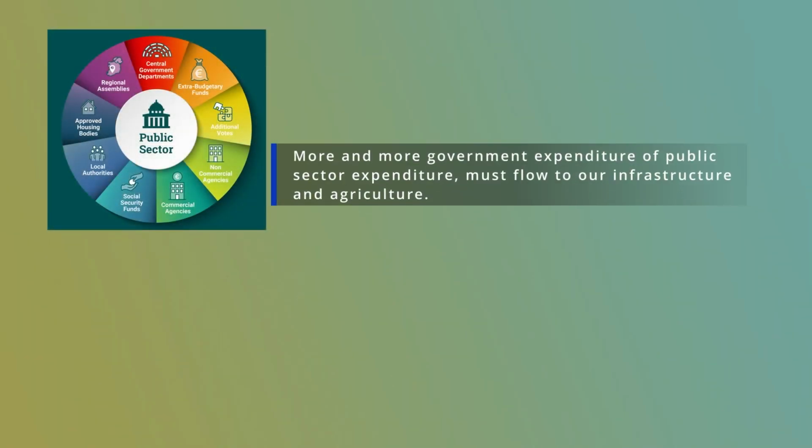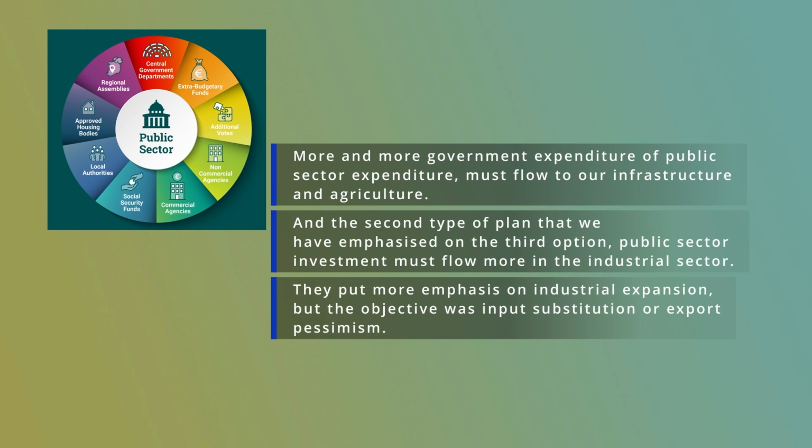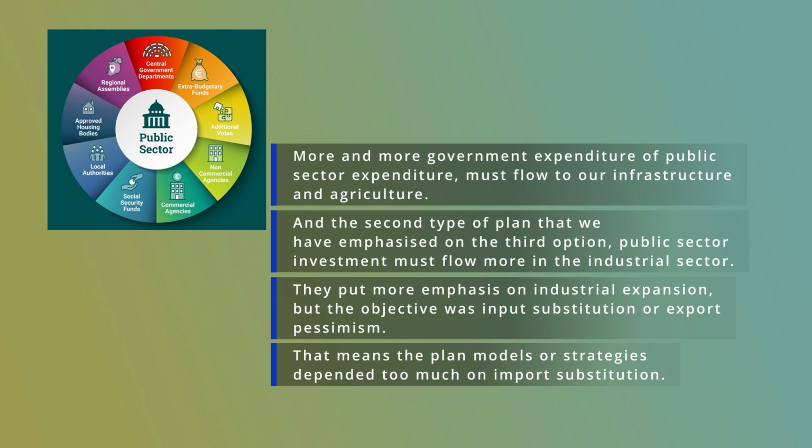So the first 5-year plan actually emphasized these first two options. That is, more and more government expenditure or public sector expenditure must flow to our infrastructure and agriculture. And the second 5-year plan actually emphasized the third option, that is, public sector investment must flow more to the industrial sector. So they put more emphasis on industrial expansion, but the objective was import substitution or export pessimism. That means the plan models or strategies depended too much on import substitution. We must produce the products so as to reduce our dependence on foreign countries, and the economy was supposed to be a closed economy. So we didn't depend too much on export and import.